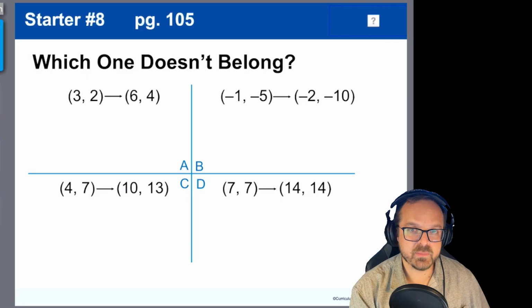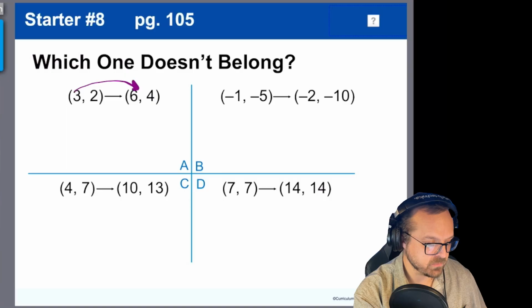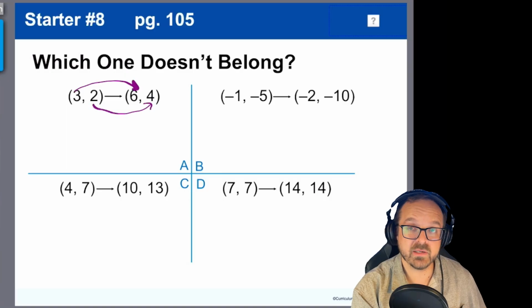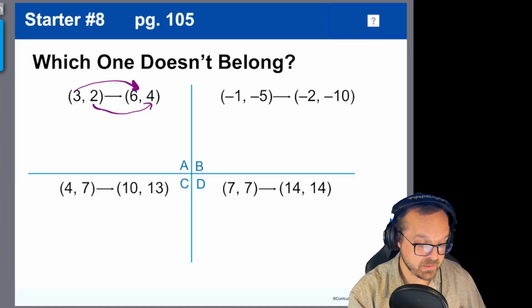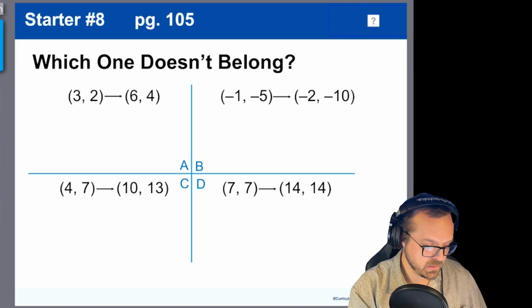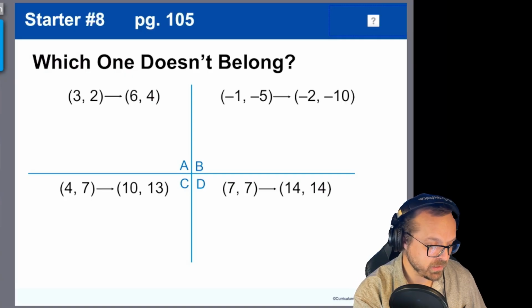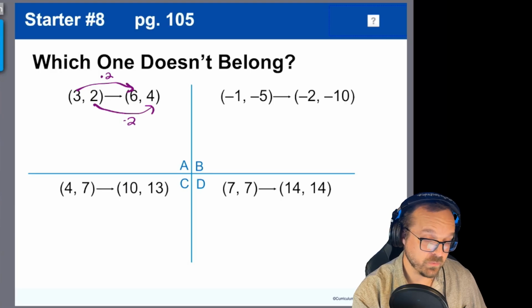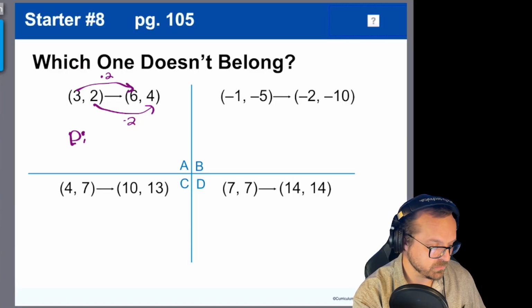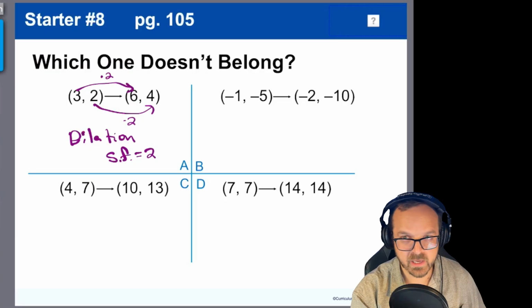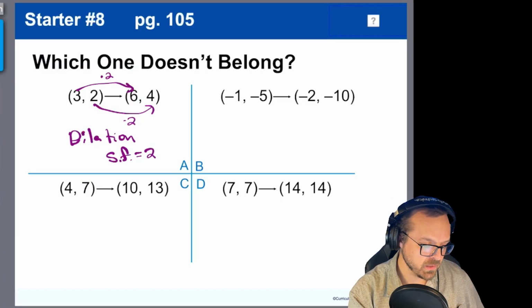Well, what is in common between 3 and 6, as well as 2 and 4? Is there something I could do to both of those numbers, the same thing, like multiplying by 2? So let's check that out really quick. If we multiply 3 by 2, we get 6. And if we multiply 2 by 2, we get 4. So this could be a dilation, right? With a scale factor. A dilation of scale factor 2, or we could say k, because we've been using k for scale factor.